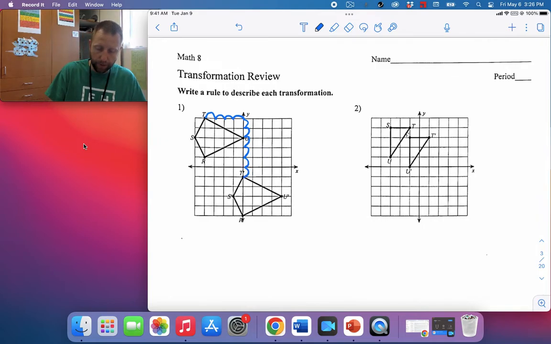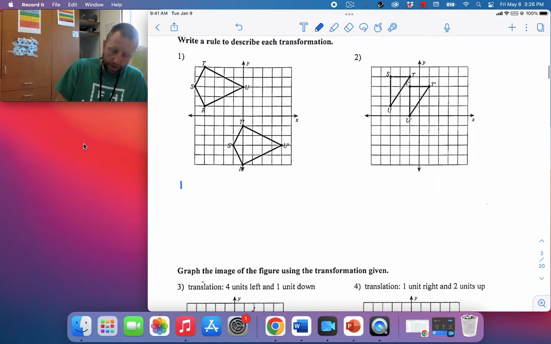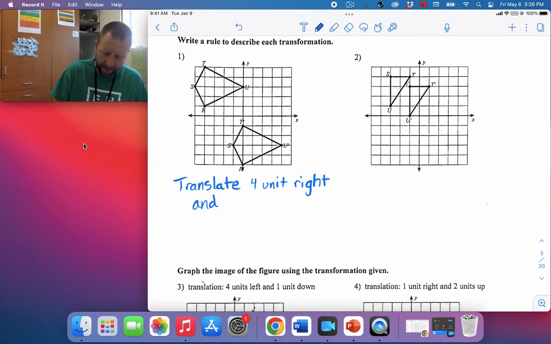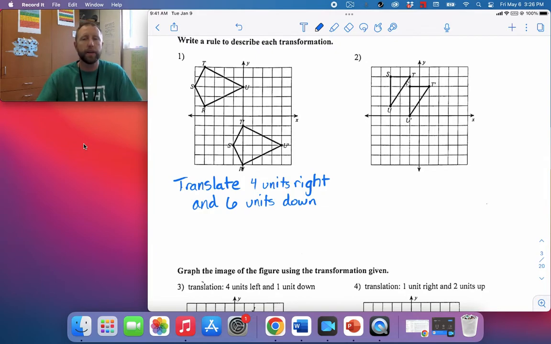To describe a rule for that transformation, I'm going to say underneath here: translate 4 units right, and what did I say? 6? 1, 2, 3, 4, 5. Yes, 6 units down. Oops, I forgot to add an S to my units right there. Okay, so pause the video now. You try number 2.